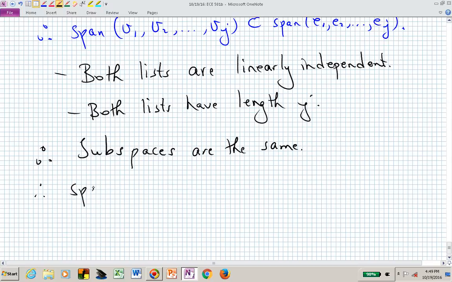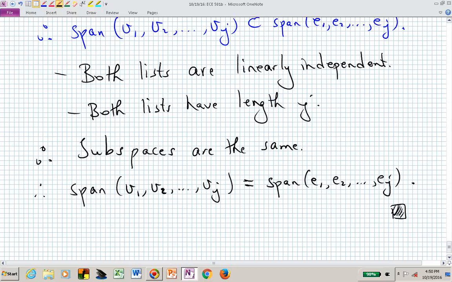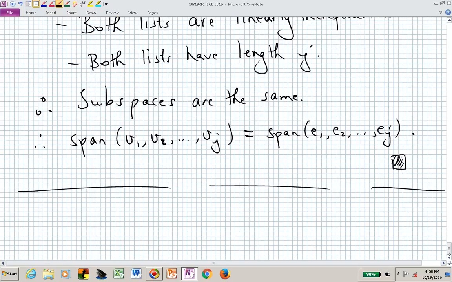And the span of V1, V2, up to V sub j is the same as the span of the E's. That's what we wanted. We just had to start with a linearly independent list of vectors, and now we can construct an orthonormal list from that linearly independent list. And that's really quite powerful.